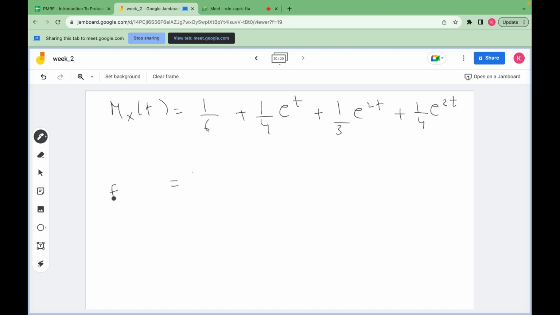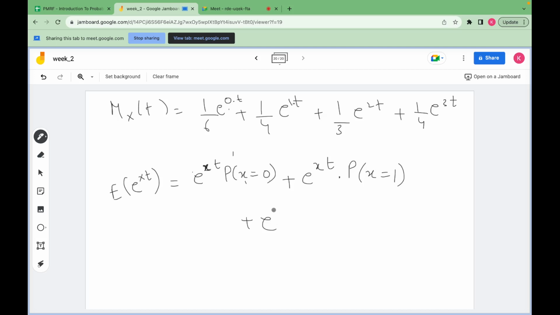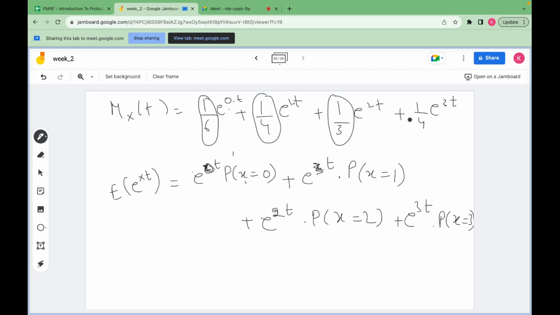So we know that it is the expectation of e to the power xt, right? So how can we write this? e to the power xt times the probability that x is equal to 0, because here we have e to the power 0 into t. Plus e to the power 1 into t times the probability that x is equal to 1. Similarly, e to the power 2t where the probability is x equals 2, and e to the power 3t where the probability is x equals 3. So these values are nothing but the probabilities that x is equal to 0, 1, 2, 3.